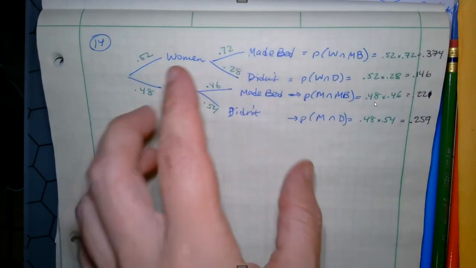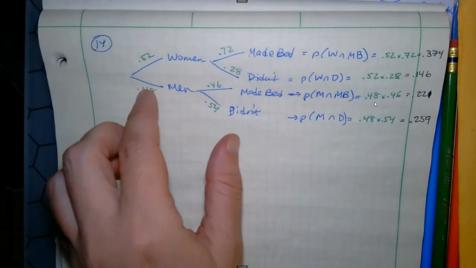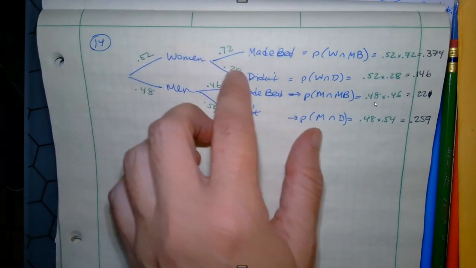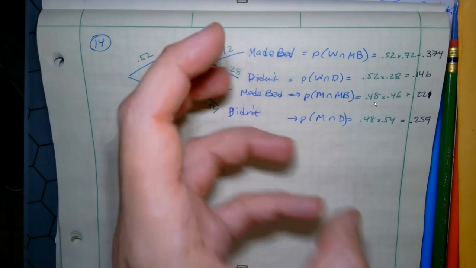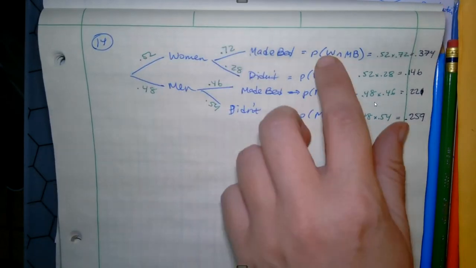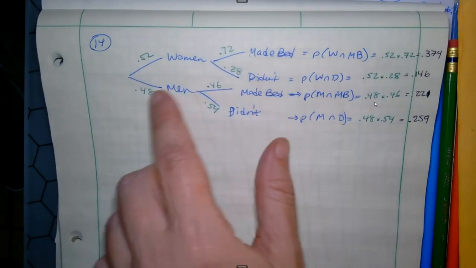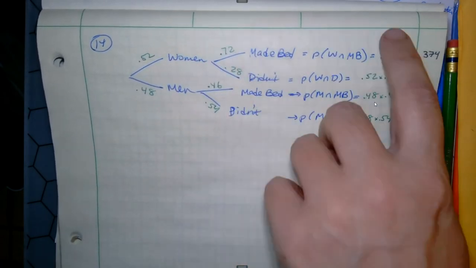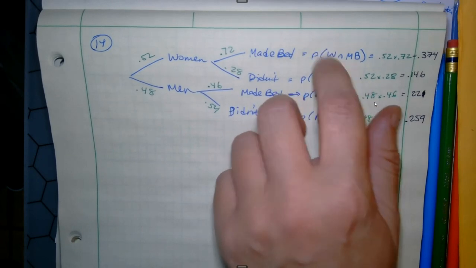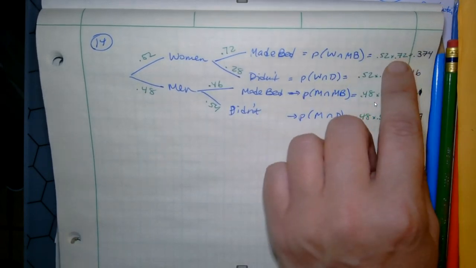The other idea is that, and this is kind of weird visually, if you're going along the tree, you're multiplying the chance of each event to look at the compound event of doing both. So the chance of being a woman and making your bed is just 52% and 72%, which we're going to multiply. So it's a chance of being both events at once. That's going to be a multiply.